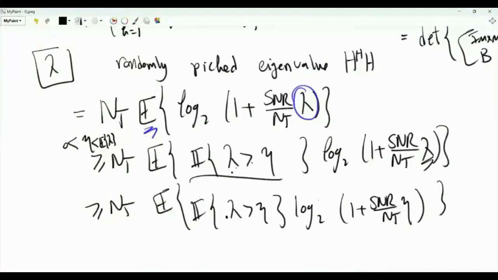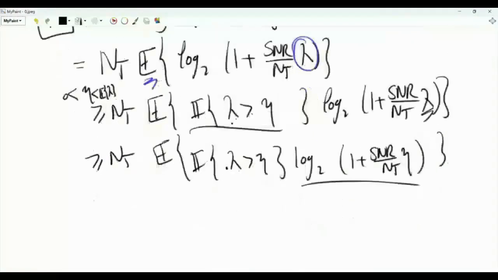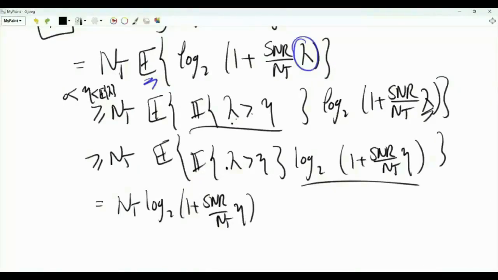The advantage of doing this step is that this term now is a constant, and we can take it outside the expectation. So this is equal to nt log to the base 2 of 1 plus SNR over nt eta. Now we have the expectation of the indicator. This is like a Bernoulli random variable. It can take two values, 0 or 1. So the expectation of this Bernoulli random variable will be the probability that this event is true, specifically the probability that lambda is greater than eta.